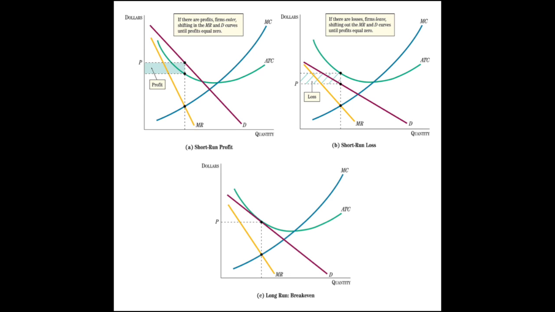Why does entry and exit result in zero profits in the long run? When positive profits are made, new firms enter the industry, taking some of the demand from existing firms and watering down each firm's profits. When negative profits are made, some firms exit the industry, increasing the demand for remaining firms and raising each firm's profits to zero.